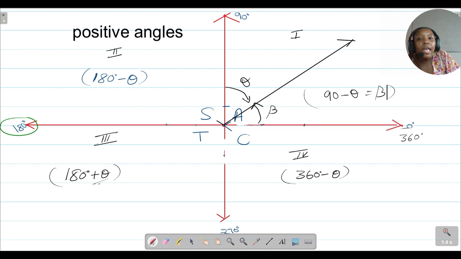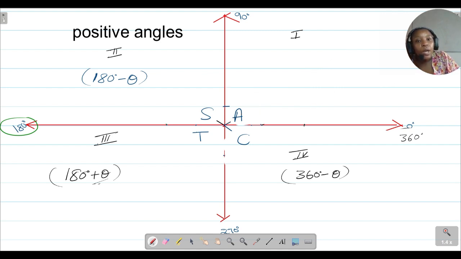So we can even refer to the first quadrant as the 90 degrees minus theta quadrant, because any angle that falls in this quadrant is an angle that is less than 90 degrees.